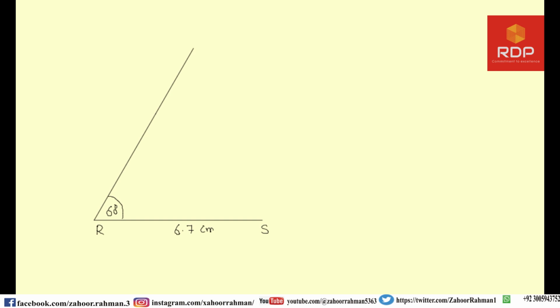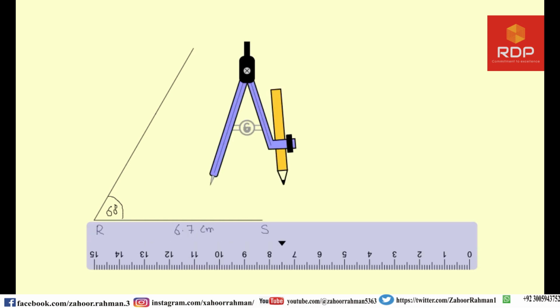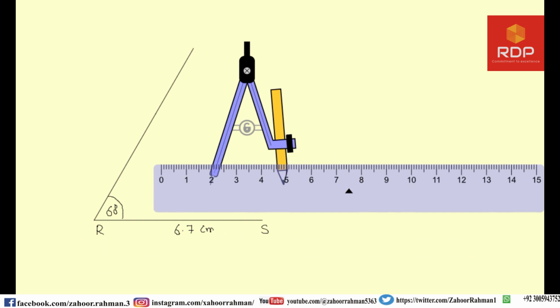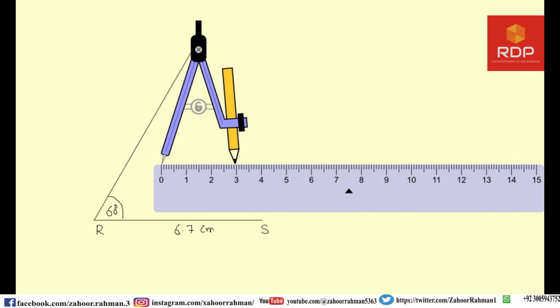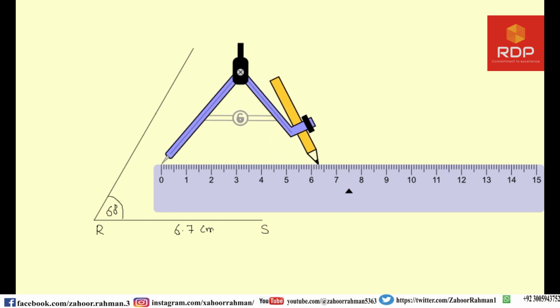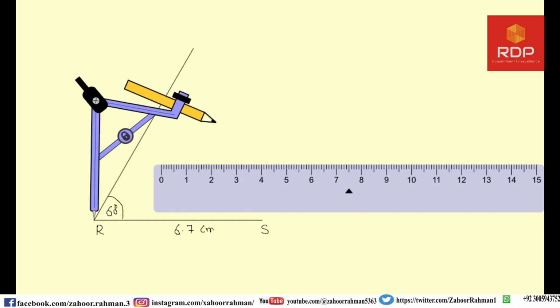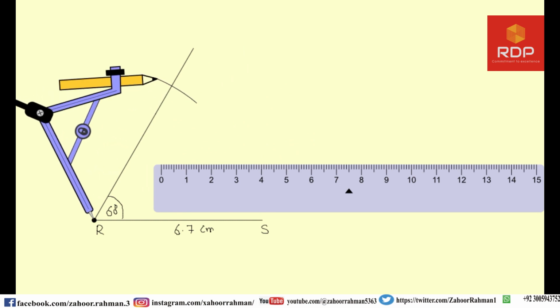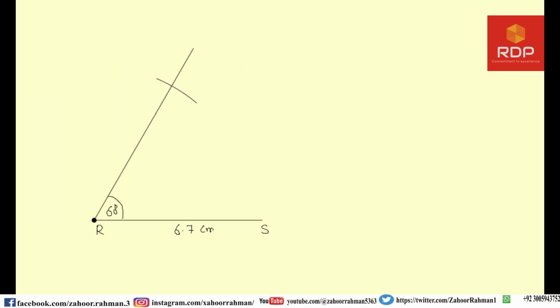Now we have to cut this line 6 centimeter. So let us cut this as 6.3 centimeter rather. So I am locking it, putting it here, bringing it to this location, and then I am writing it 6.3 centimeter, and I am also labeling it as Q.